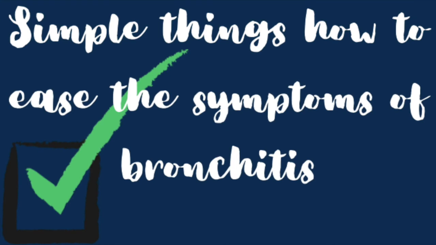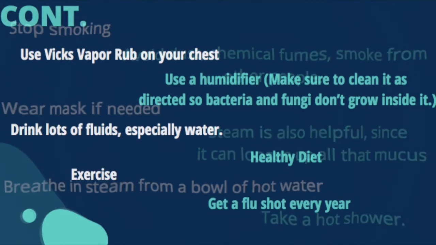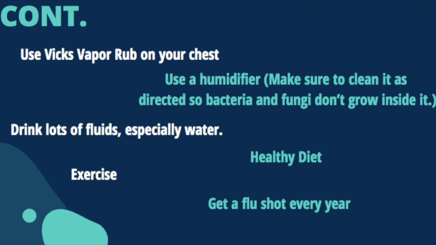In addition to all the information that we tackled, we also researched simple things to ease the symptoms of bronchitis and how to avoid suffering from it. First, stop smoking, avoid dust, chemical fumes, and smoke from other people, and wear a mask if needed. Steam is also helpful since it can loosen up all the mucus. Breathe in steam from a bowl of hot water. Take a shower. Use Vicks VapoRub on your chest. Use a humidifier, but make sure to clean it as directed so bacteria and fungi don't grow inside. Drink lots of fluids, especially water, eat a healthy diet, exercise, and lastly, get a flu shot every year.